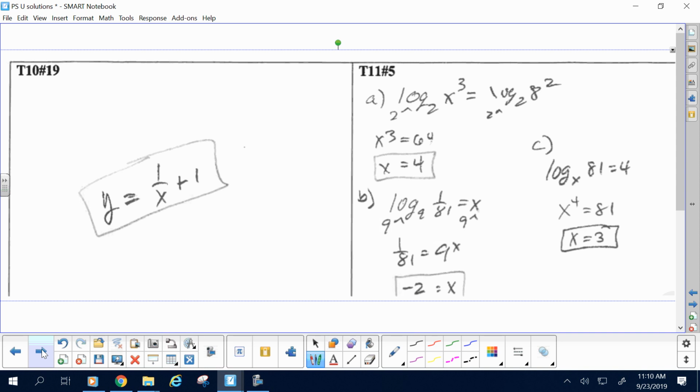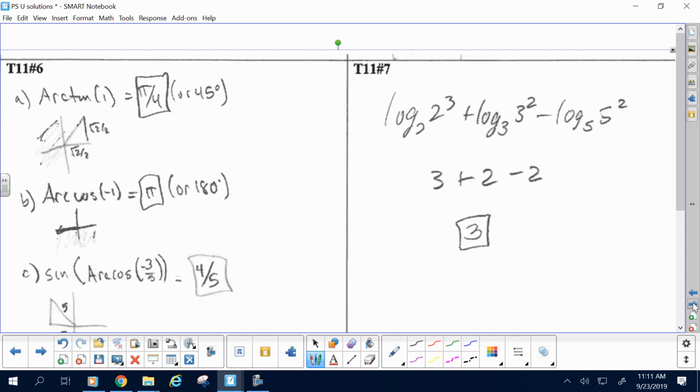I don't remember what this question was. I didn't import these questions, but T10 number 19 is 1 over x plus 1. It was shifted up 1, obviously. T11 number 5 is 3 answers: x equals 4 for A, x equals negative 2 for B, and x equals 3 for C. Can I go? Okay.